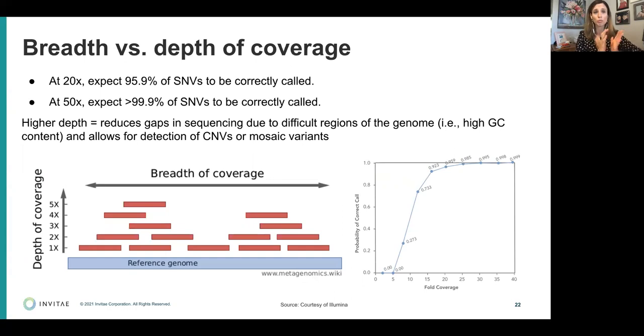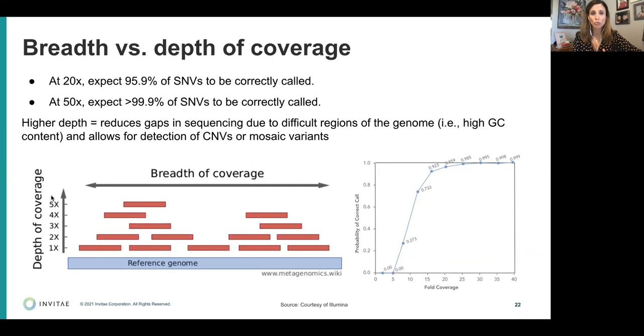So just to walk you through breadth versus depth of coverage, if you had 20x depth of coverage, you would expect that 95.9% of single nucleotide variants would be correctly identified and called by your next generation sequencing technology. But if you expand that depth of coverage to 50x, you would actually expect that 99.9% of single nucleotide variants would be correctly called. So if you have a higher depth of coverage, that reduces the gaps in sequencing due to difficult regions of the genome and increases your detection of copy number variants as well as mosaic variants.